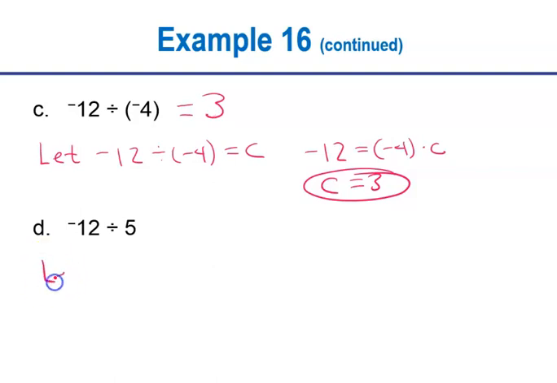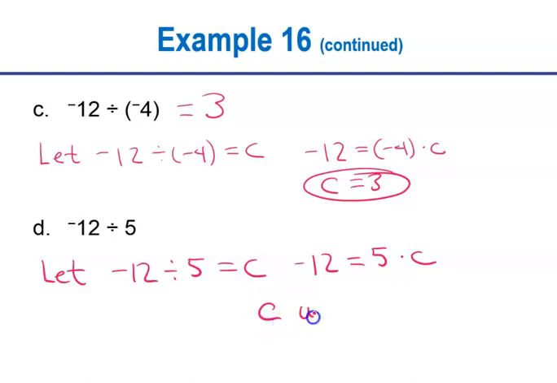All right, here we go again. So you take a look at this one too. So negative 12 divided by 5, let that equal C. That means negative 12 would equal 5 times C. And then you might look at that for a minute and go, well, C is going to have to be some kind of fraction, right? But we are doing this division within the integers. There is not a value of C that makes this true. So C is what we call undefined in the integers. We can't do this problem.